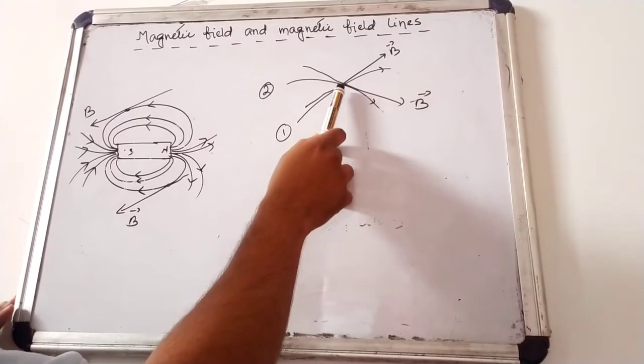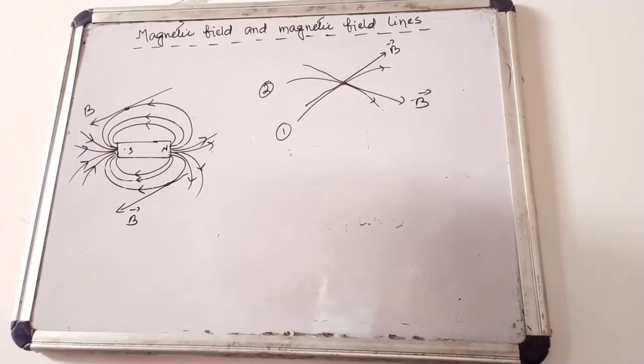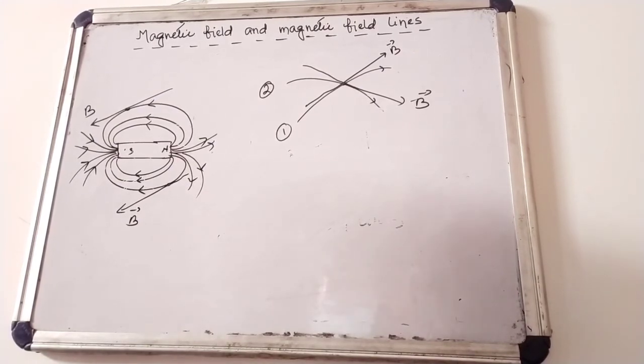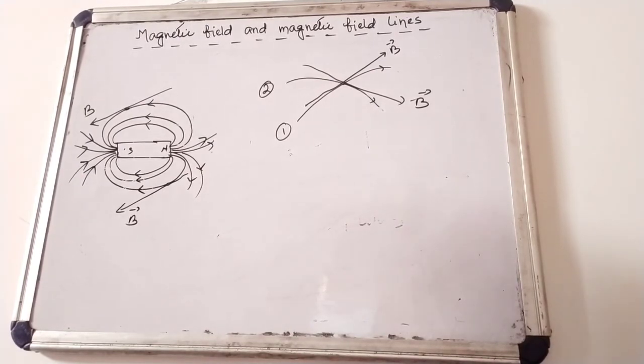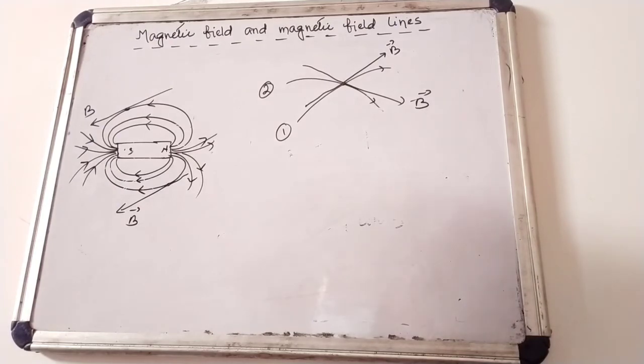So here at the same point we are getting two directions of a same magnetic field. Two directions of a single magnetic field at the same point. This is not possible. At two different points, magnetic field can have two different directions, but at a single point a magnetic field cannot have two directions, and that is why two field lines never intersect with each other. So this is our second property.